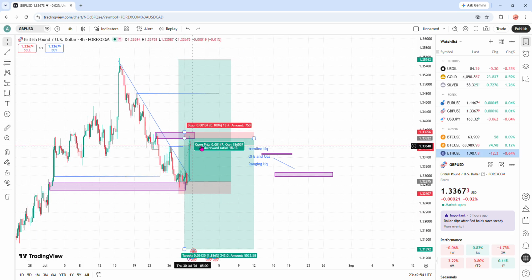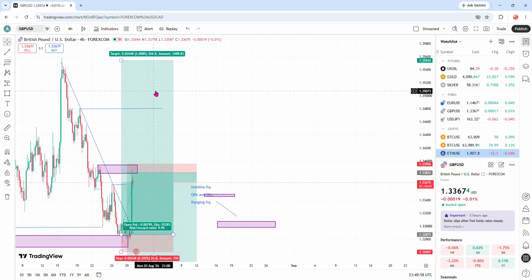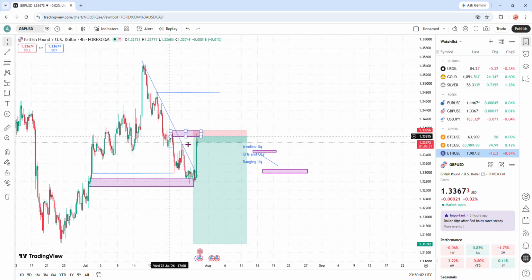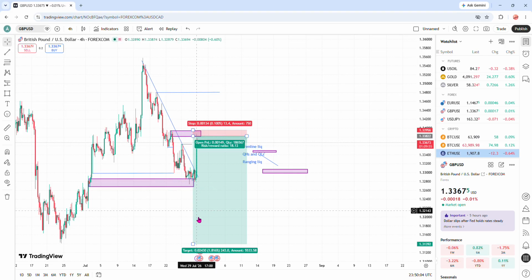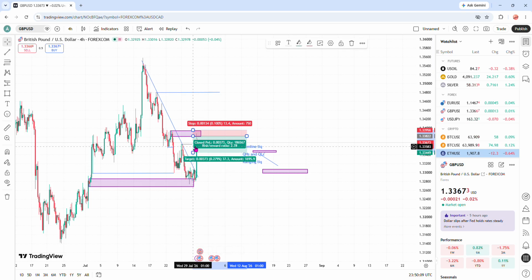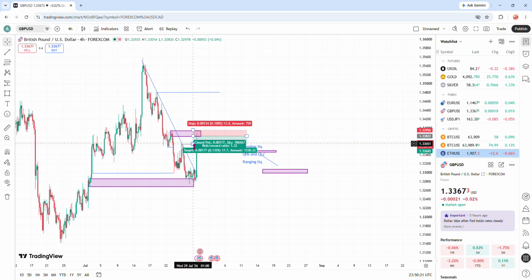So you can see the market is reacting. Sorry, let me clear this out. You can see the market is already reacting at this point of interest. Anybody who took this trade will already be happy because they're already in a good profit here, already more than 1 hour in profit. So anybody who took this trade will be happy.